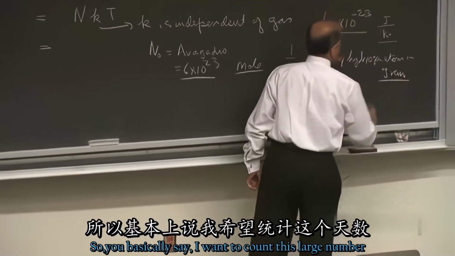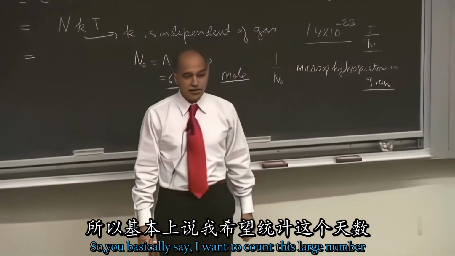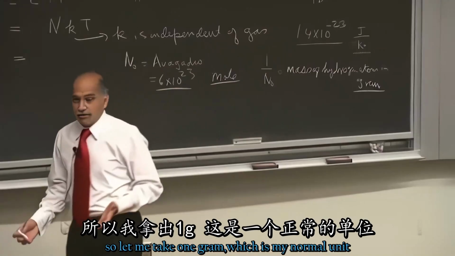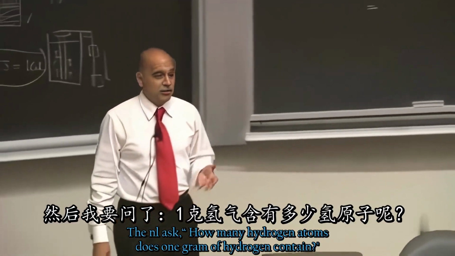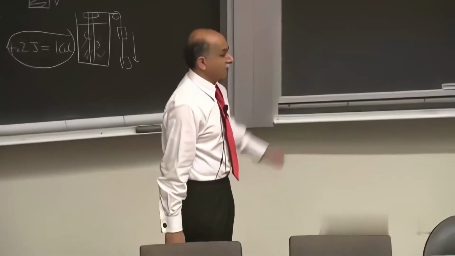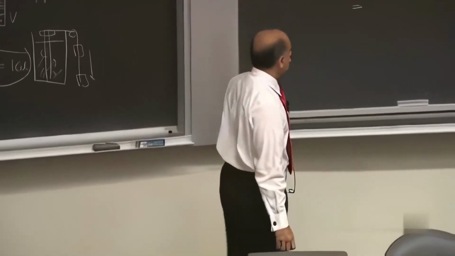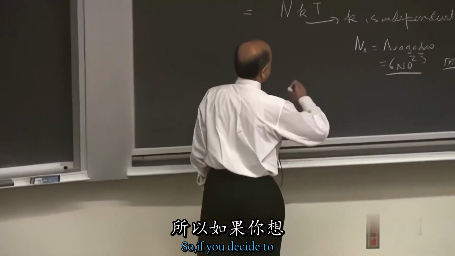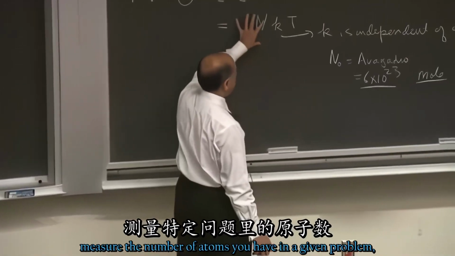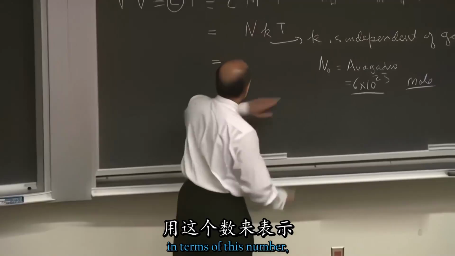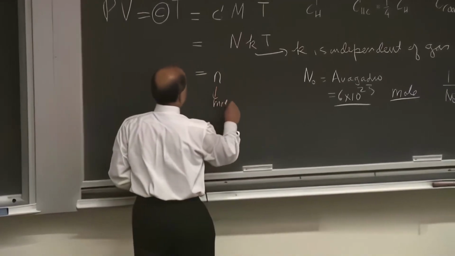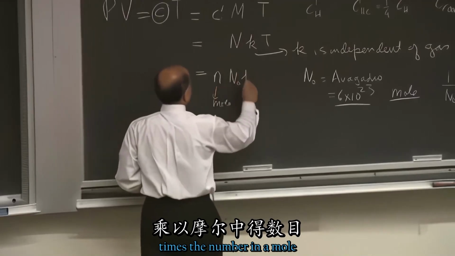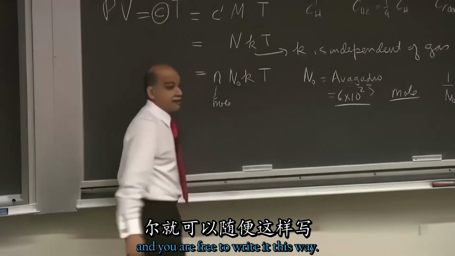So you basically say, I want to count this large number, so let me take 1 gram, which is my normal unit if you're thinking in grams. Then I ask, how many hydrogen atoms does 1 gram of hydrogen contain? That's the number, that's the mole. So if you decide to measure the number of atoms in a given problem in terms of this number, you write it as some other small number called moles times the number in a mole, and you are free to write it this way.